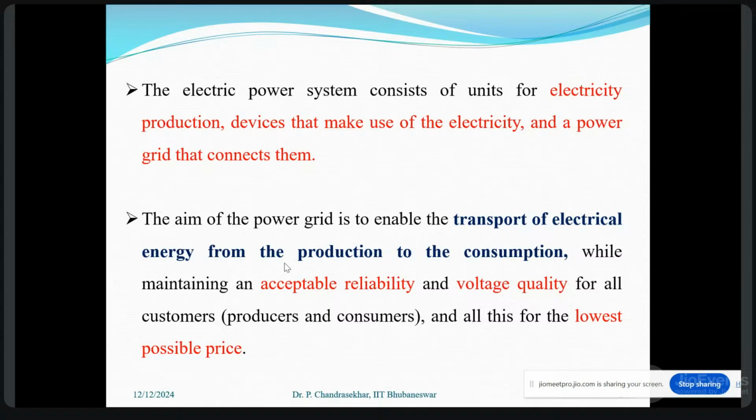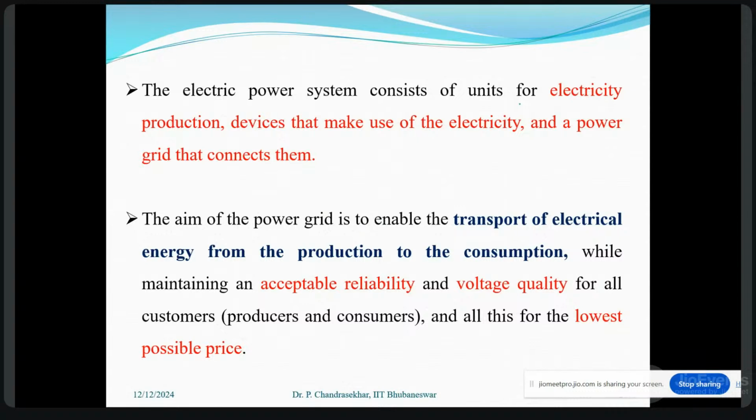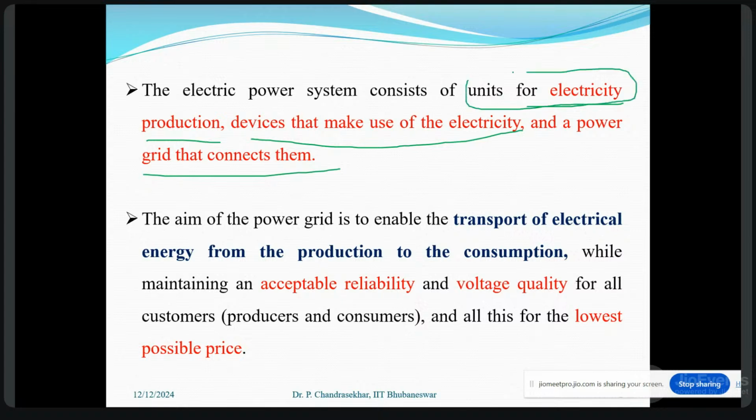Before going into the details, let us understand what our electric power system is and what we have studied so far. As you can see here, the electric power system consists of units for electricity production, devices that make use of the electricity, and the power grid that connects them. What do you mean by the units for electricity production? What are the units that produce the electricity? What is your understanding of this?